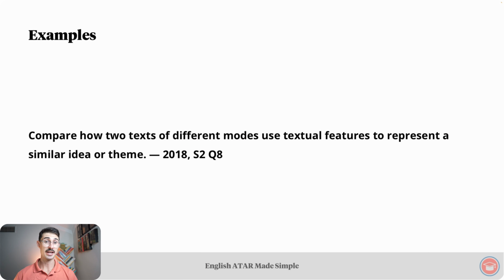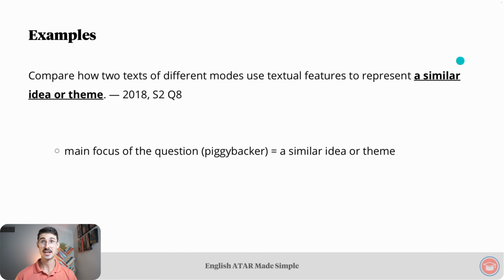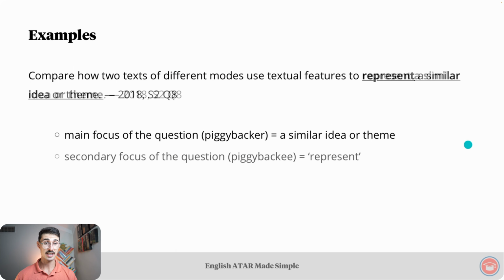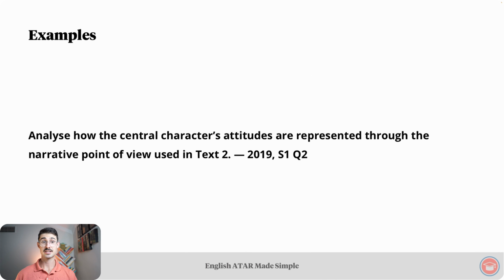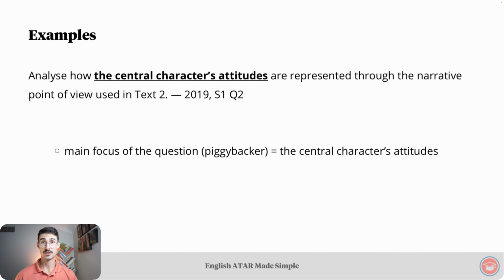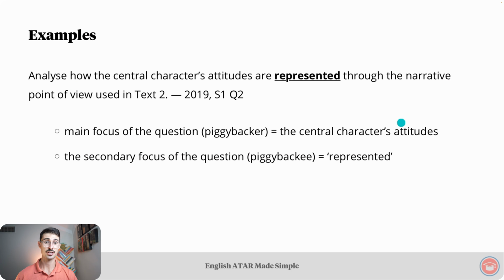Next question, compare how 2 texts of different modes use textual features to represent a similar idea or theme. The main focus of the question, the piggybacker, is this part of it, a similar idea or theme. The secondary focus of the question, the piggybackee, is the concept of represent. Next, analyze how the central character's attitudes are represented through the narrative point of view used in text 2. Main focus of the question, the piggybacker, is the central character's attitude, this part of the question. The secondary focus of the question, the piggybackee, is the term represented.